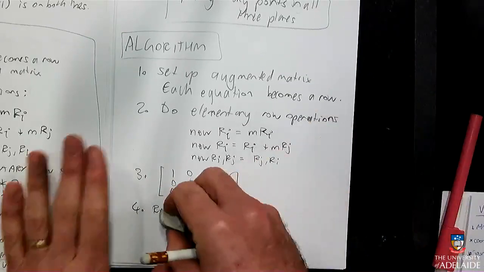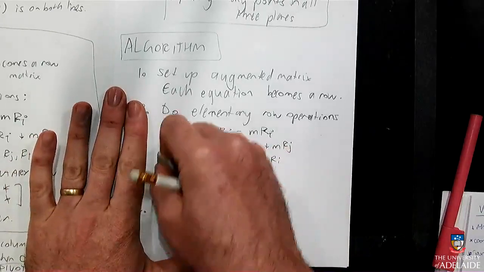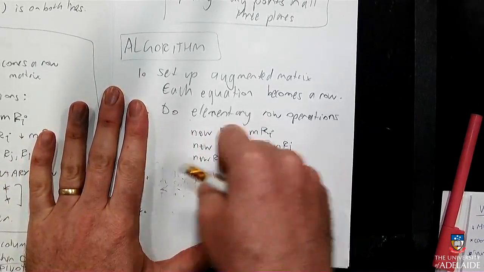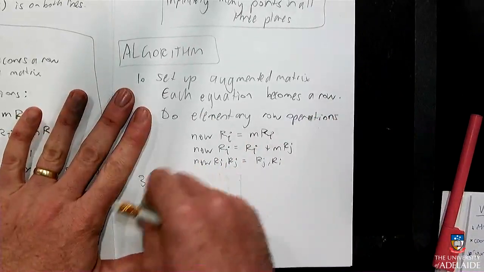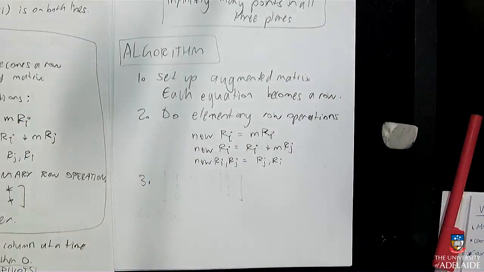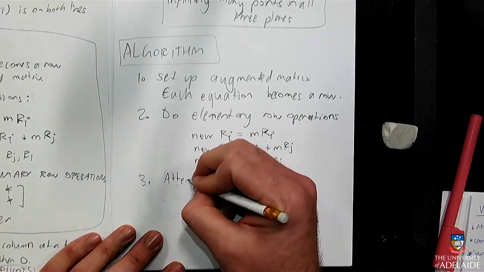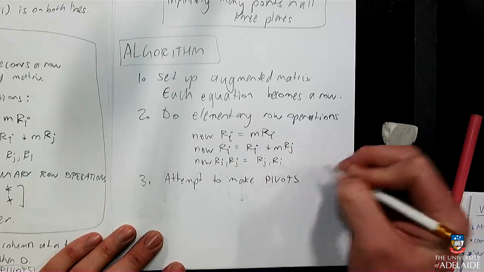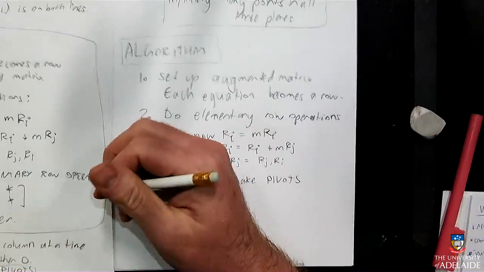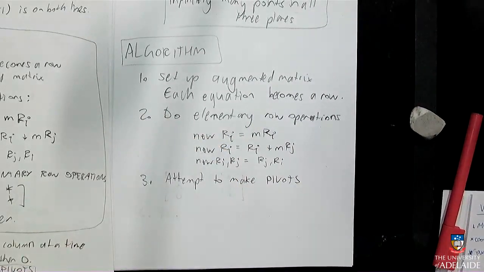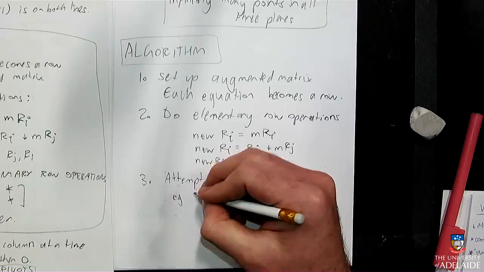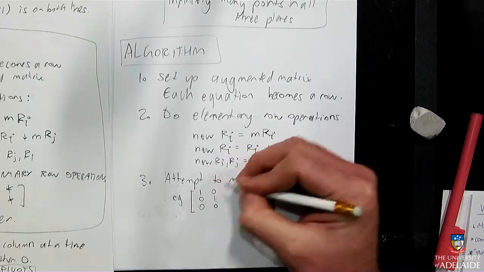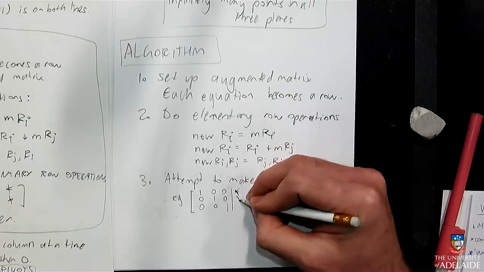Oh, and it's not going to be that easy. What we're going to do is we're going to attempt to make pivots. And a pivot is going to be a 1, which is in the position you would expect it to be for a column of the identity matrix. So, for example, 1, 0, 0, 0, 1, 0, 0, 0, 1 has 3 pivots.